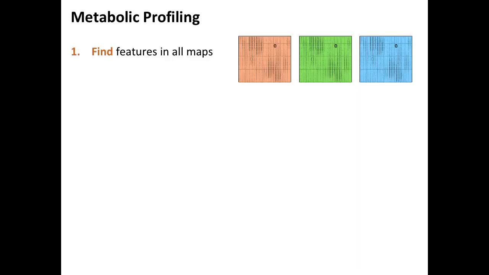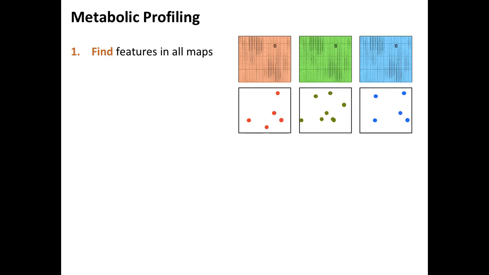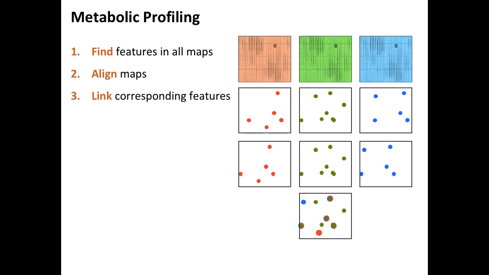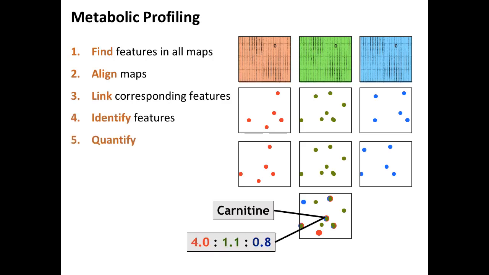And we use the same overall schema. We try to find features in all maps, reduce all these peaks to features, align these maps, link the corresponding features. And now, again, we want to identify, and that is no longer a sequence, but that would then be a structure, like carnitine in that case. And we want to quantify, we want to get relative intensities of these features across the maps. Okay, so far, so easy.